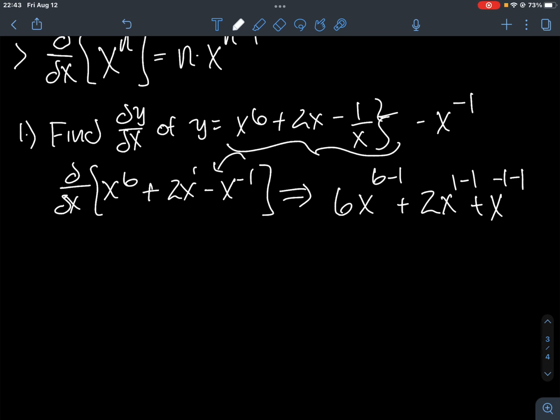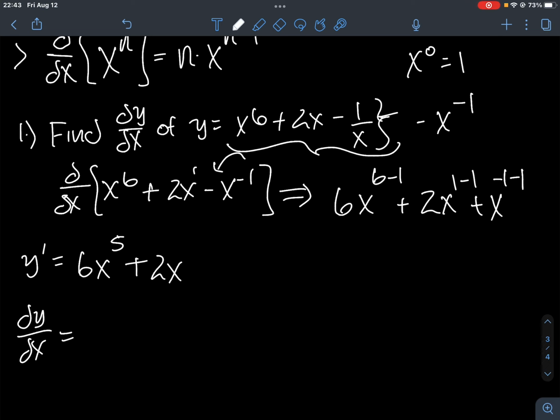And we call our derivative, we can call it y prime if we want. So we'll call it y prime is equal to our derivative. There's a couple ways to write what the derivative is. We can also write this as dy dx. Same thing, different notation. So for the first one, we're going to get 6x to the 6 minus 1, which is 5, plus 2x to the 1 minus 1, which is 0, and anything to the 0 is just 1, so this will just be 2, 2 times 1 is 2, plus x to the negative 1 minus 1, which is negative 2.